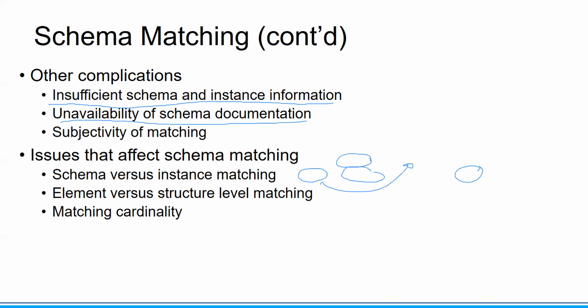So that's why when you are building a database, it is important to document the data schema. And there is subjectivity of matching. Usually, if we cannot figure out the schema, then we need to rely on the experts, or someone who knows about this domain. So some issues that affect schema matching are whether we use the schema or the instance, whether we use the element or the structure level, or whether we use the cardinality. So there are many issues when dealing with the schema matching approach.